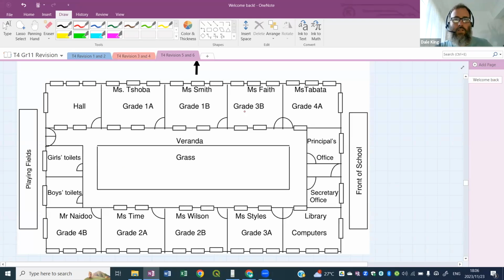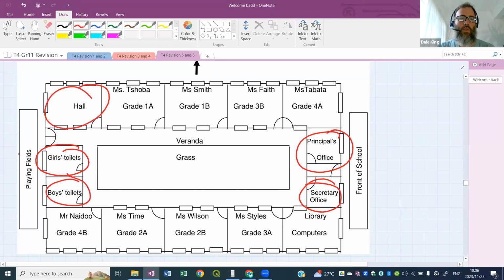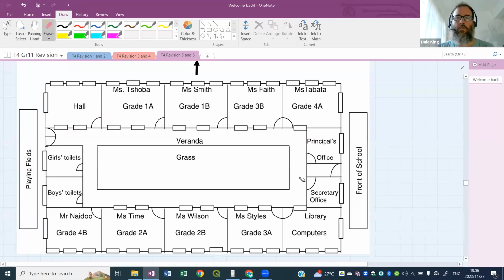So we've got all kinds of rooms here with teachers' classrooms. We've got the principal's office. We've got the secretary's office, girls' toilet, boys' toilet, the school hall, fields over here, and a whole lot of teachers' classrooms surrounding a grass patch in the middle.